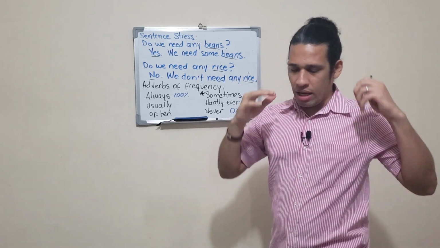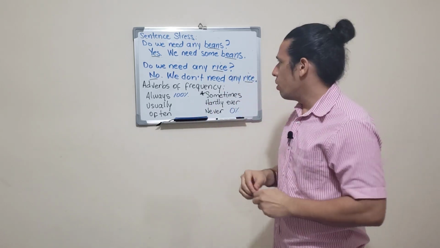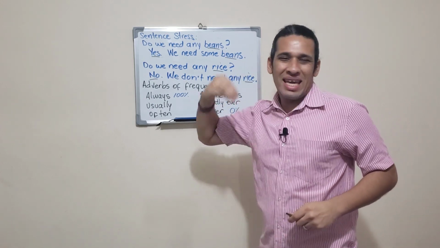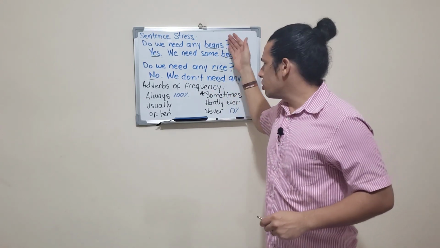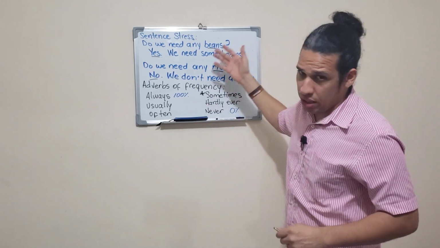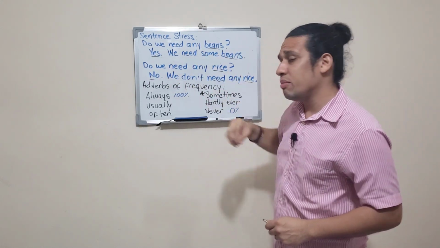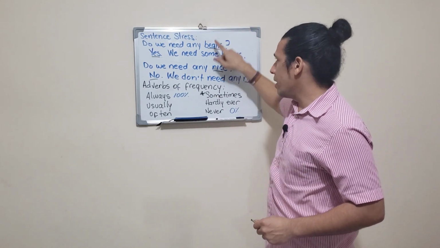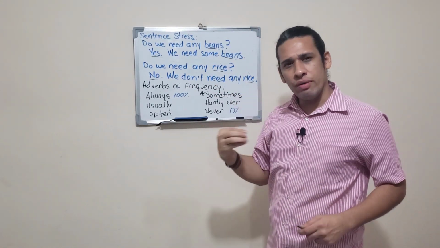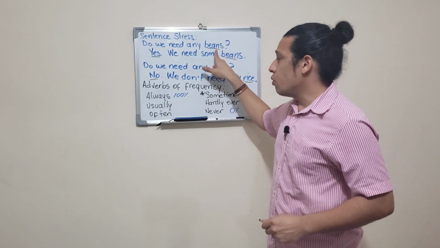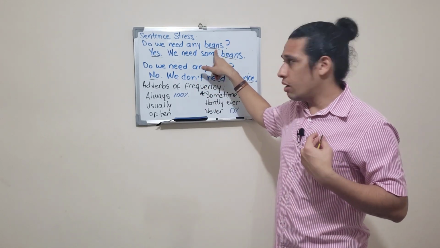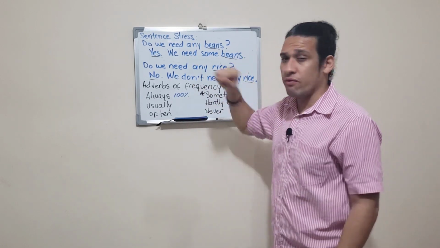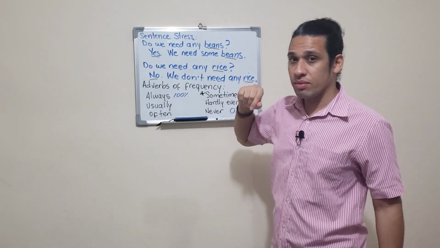So to make everything a little shorter, what we're going to be practicing here is how to make emphasis in some questions and answers. Like for example here, it says, do we need any beans? Now, when we have the noun right here, we give a stronger intonation to the noun, which is what we need, all right? Do we need any beans? That's the intonation.